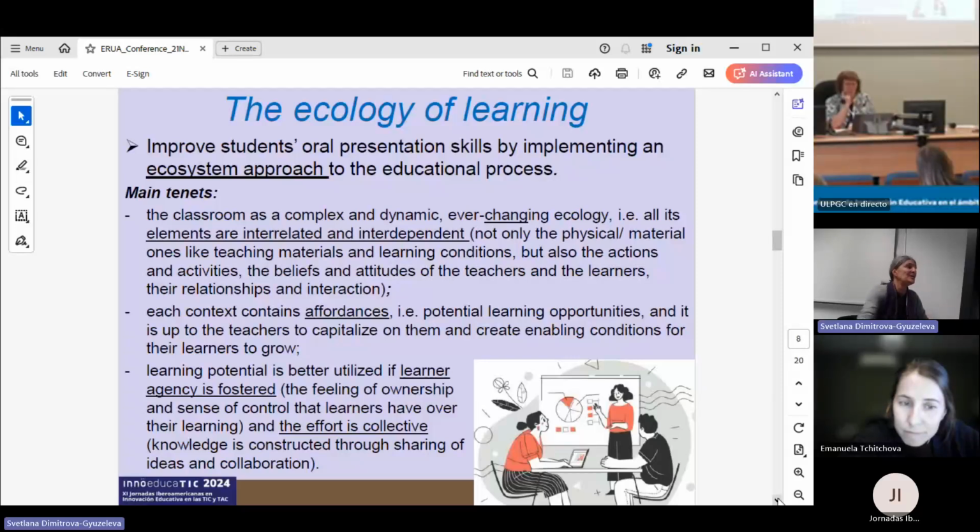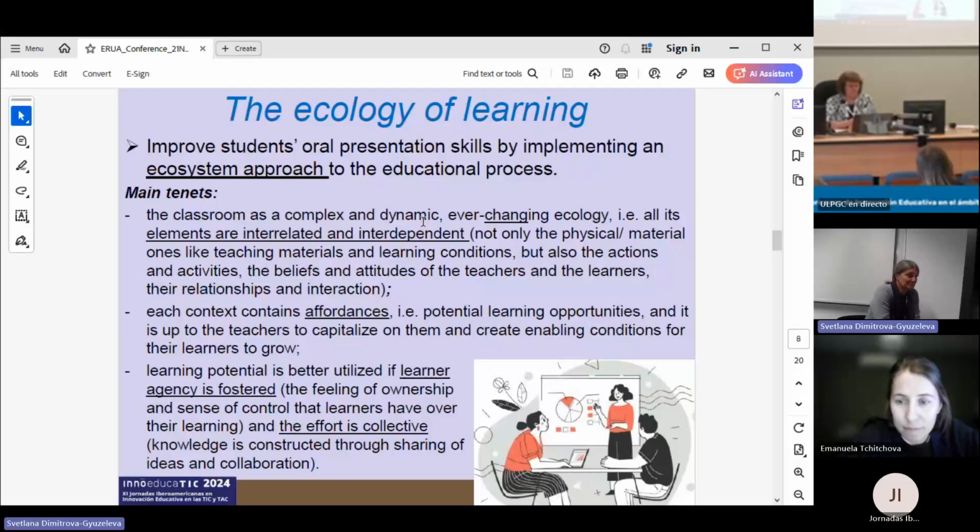So the classroom is regarded as a complex and dynamic system, a kind of an ever-changing ecology, and the change in one place triggers off a knock-on effect on all other elements in the ecosystem, because all of the elements of that system are interrelated and interdependent, not just the material constituents of the ecology, but also the more non-material, non-physical things like the activities themselves, the beliefs and the attitudes of the students and our own, as well as our interactions.